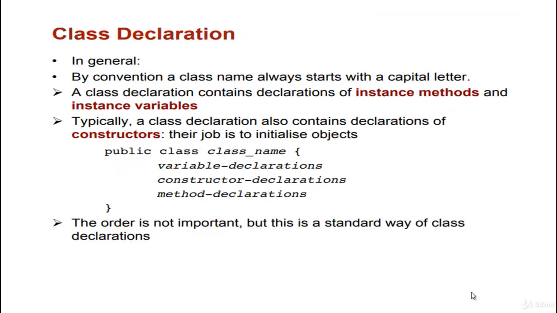Class declaration. In general, by convention, a class name always starts with a capital letter. A class declaration contains declarations of instance methods and instance variables. Typically, a class declaration also contains declaration of constructors. So we have public class, class name, variable declarations, constructor declarations, method declarations.